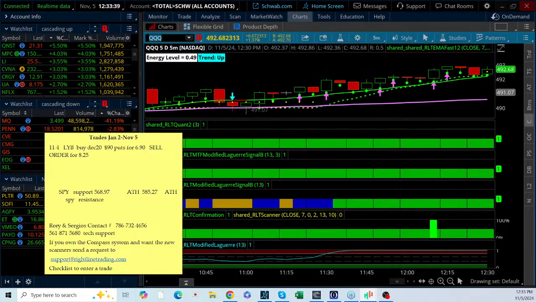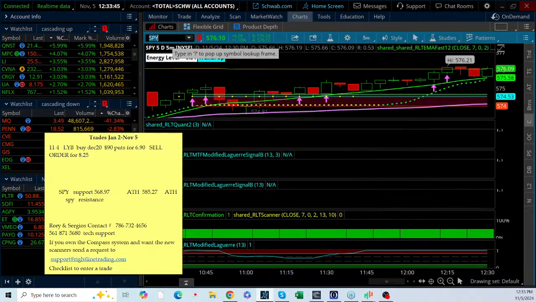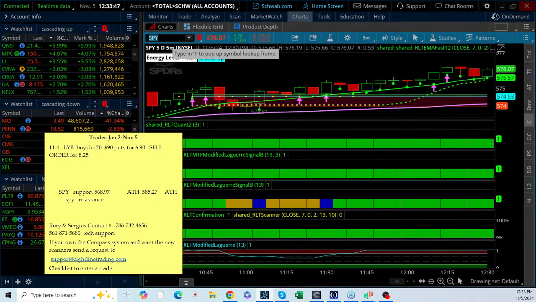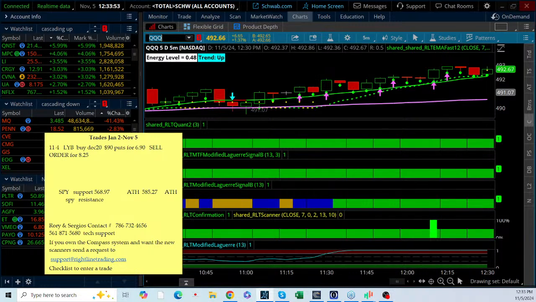SPY is trying to get through the 576.19, hasn't quite got there yet. If SPY gets through 576.19, it'll be through the resistance, and that should also give some impetus to the Qs and the IWM.